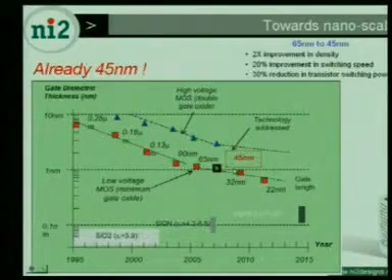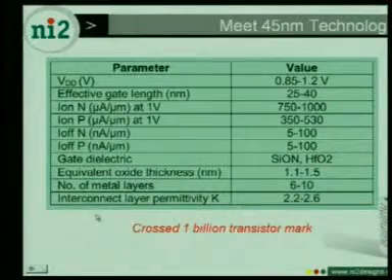So, this is the roadmap, you can check it out. Right now we are here, at 45 nanometer technology. Everything is improving: a 30% reduction in transistor switching power, a 20% improvement in switching speed, and density is also increasing day by day. These are some electrical parameters for 45 nanometer technology, like Ion for P type and N type, Ioff, this much. You can also check the interconnect layer permittivity.